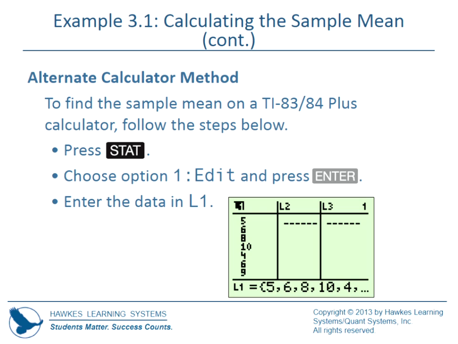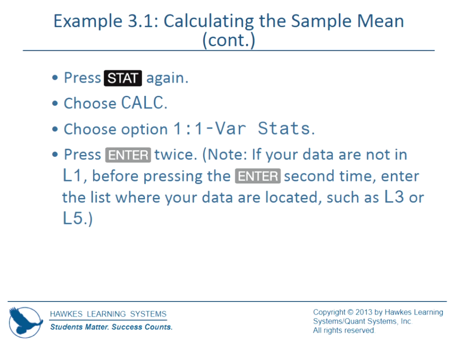So you've hit Stat, you've done option 1 and hit Enter, and now you put your data in L1. And you can see they put 5, 6, 8, 10, 4, 6, and 9 on there. Then you hit Stat again, choose Calc, choose option 1, 1-Var Stats, and hit Enter twice.